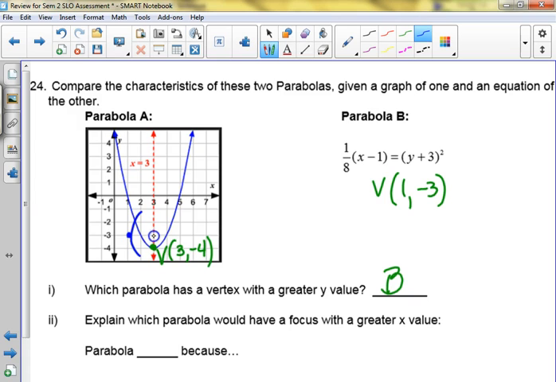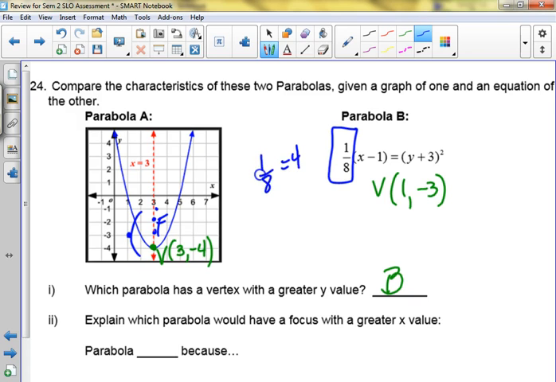Well, the focus for this one has an x value of what? It's somewhere on this line, right? So it has an x value of 3. Somewhere on that line is the focus. But this one has a focus where? Can you find the focus? Pretty easily. What is this?